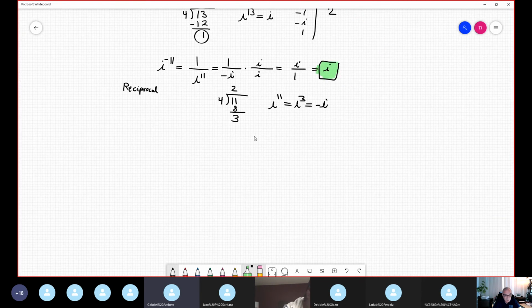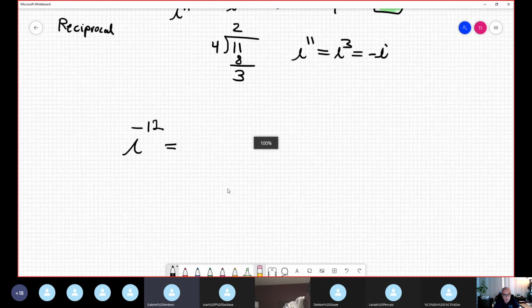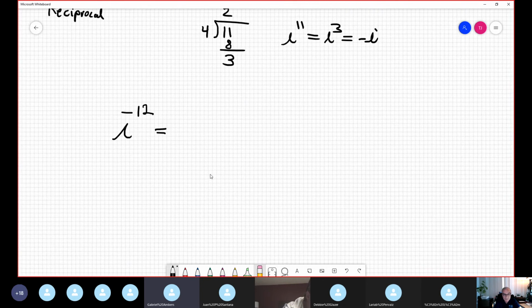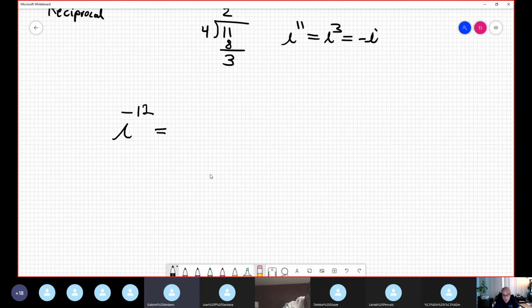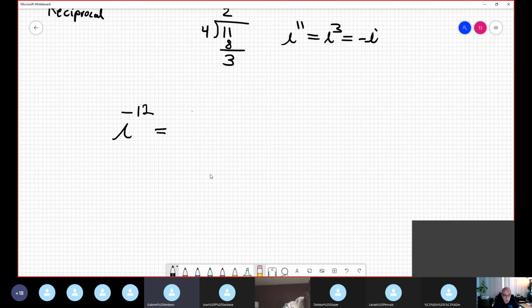Suppose, compute i to the negative 12. I create that. But could you help me, Laria? What should I do first? You using the chat or activate the microphone, either way. Divide, no, divide is the last part. Reciprocal, no? You try to say reciprocal, no? Reciprocal. Okay. 1 over i to the positive 12.